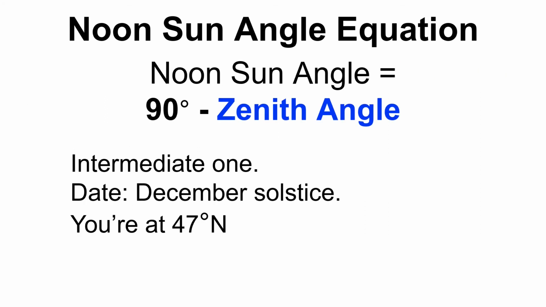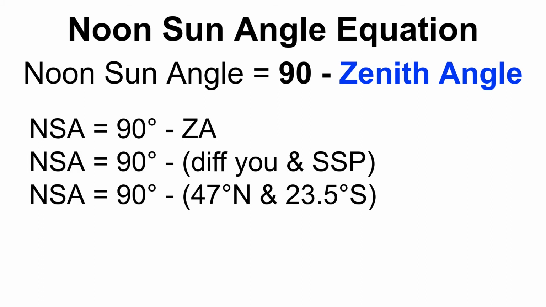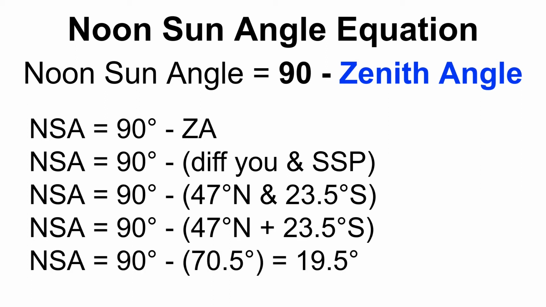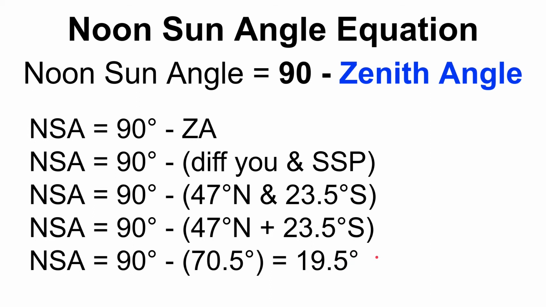All right. It's the December solstice. You're at 47 degrees north. The subsolar point is 23.5 south. So they're different hemispheres, so you're going to add. So 47 plus 23.5 is 70.5. So the noon sun angle equals 90 degrees minus the zenith angle, which equals 19.5 degrees. So the noon sun angle would be 19.5 degrees.